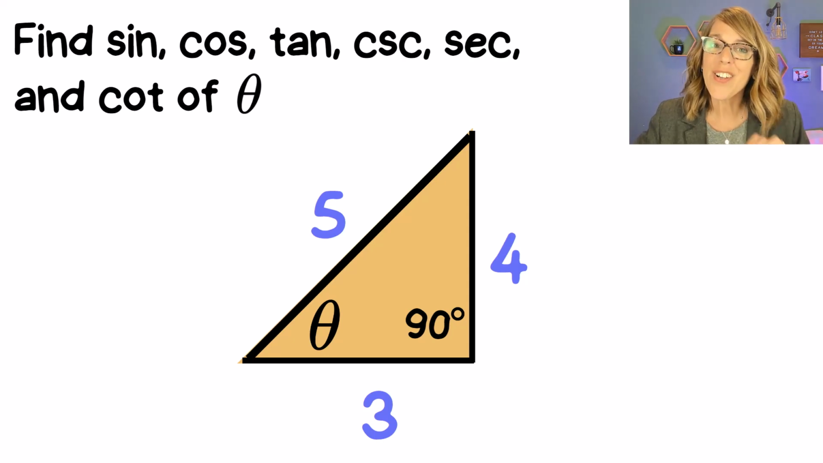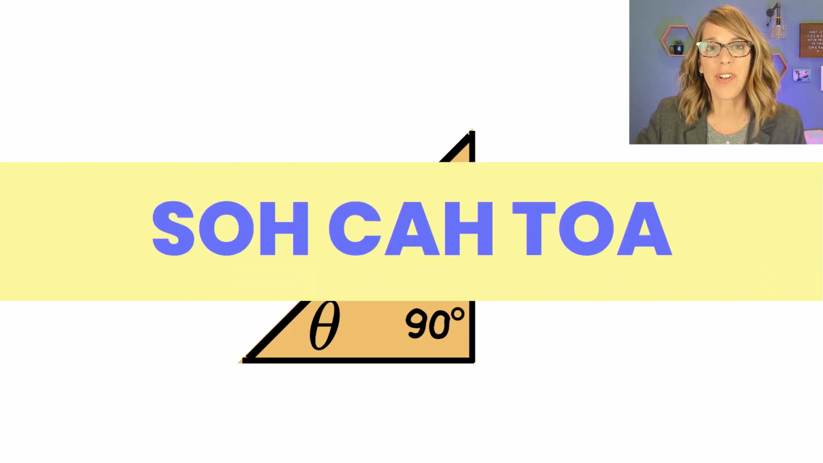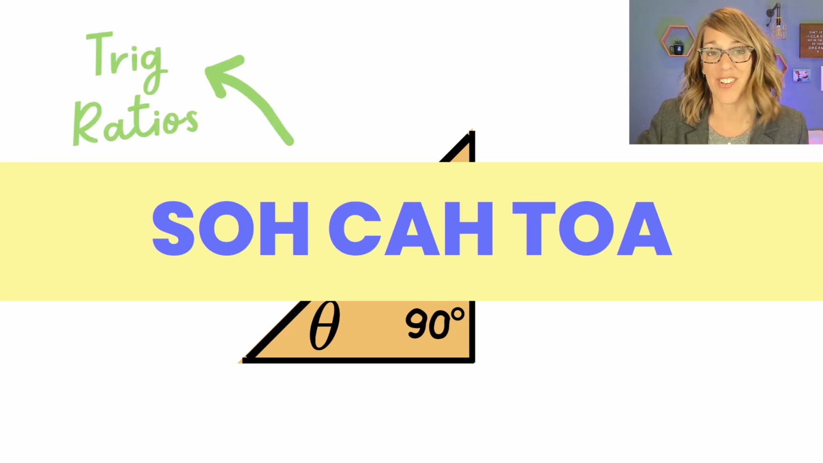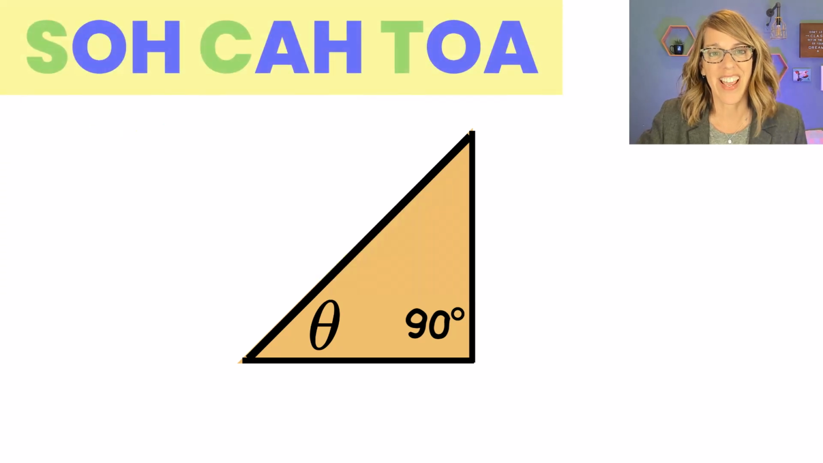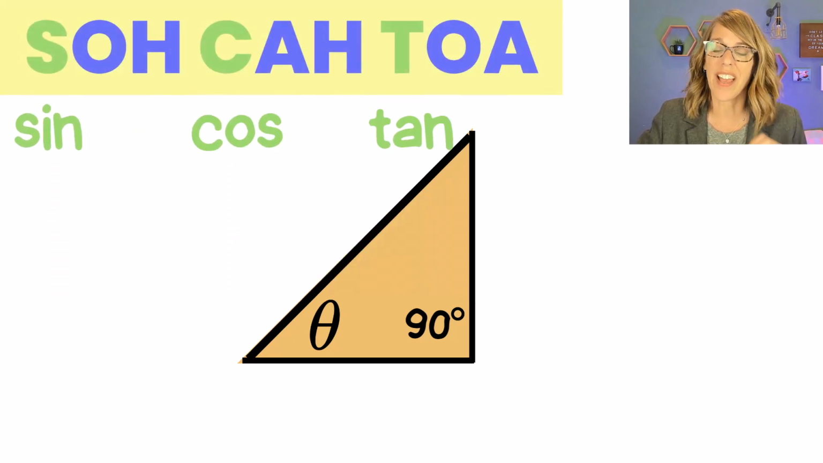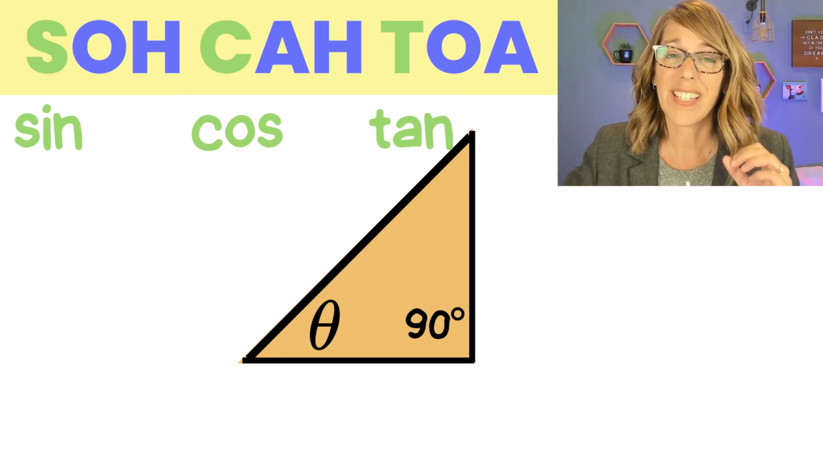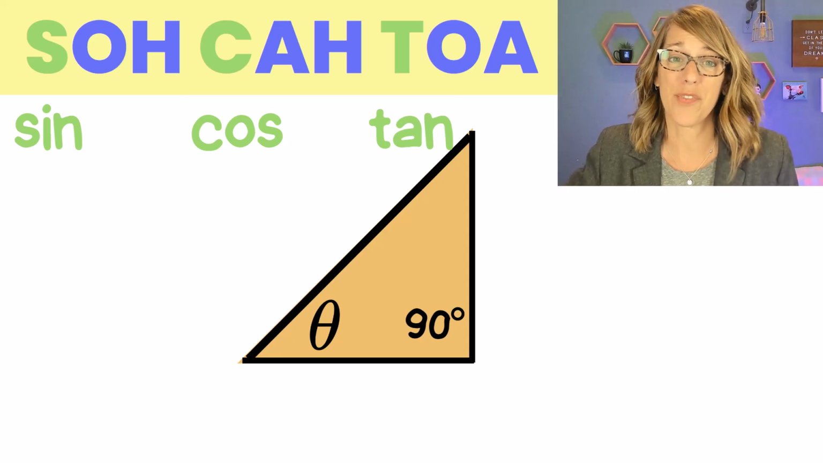In order to find all 6 of these trig functions, we're going to need SOH CAH TOA. Now, every letter stands for part of our trig ratios. Starting with the S, the C, and the T, those stand for sine, cosine, and tangent. This is the best way to remember your trig functions.